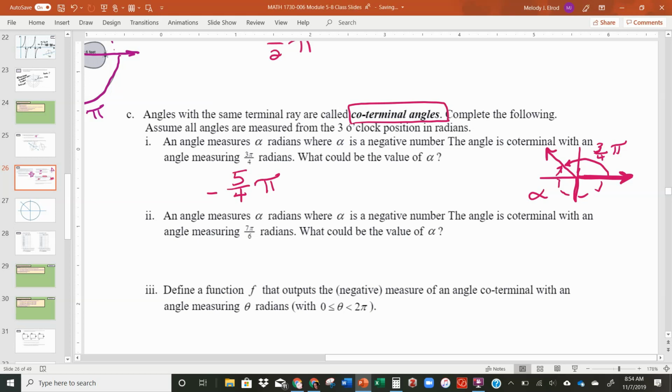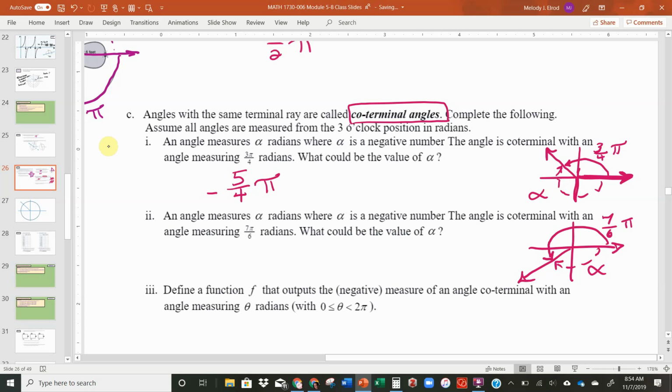Part 2 says, suppose we have an angle measuring alpha radians where alpha is a negative number, so same kind of situation. The angle is coterminal with, or ends at the same place as, an angle measuring 7/6 pi radians. So 7/6 is more than 1, so that's going to take us over here into the third quadrant. Here is our 7/6 pi radians. What could be the value of alpha? So again, we're looking for the measure of this angle.